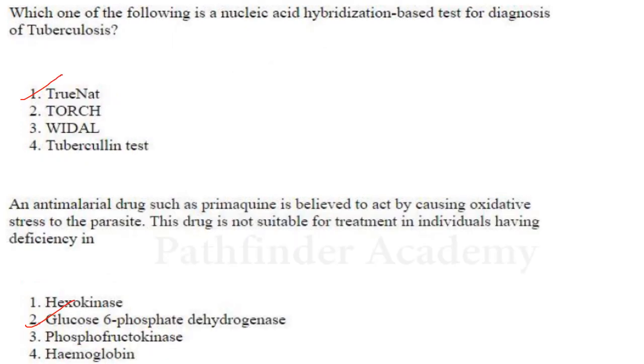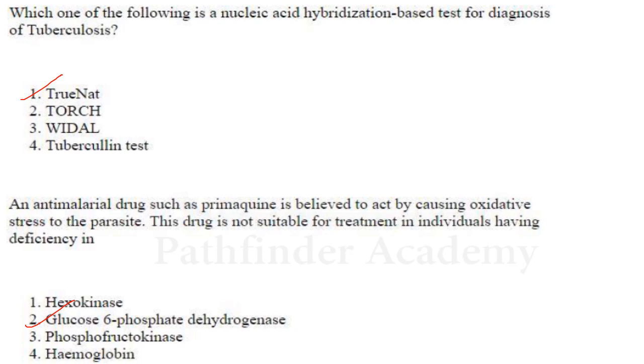Then next one. Which of the following is a nucleic acid hybridization based test for diagnosis of tuberculosis? So it is TrueNAT. First option itself is correct. The TrueNAT test is a chip-based real-time PCR test for semi-quantitative detection and diagnosis of Mycobacterium tuberculosis obtained from the sputum samples of humans. That is the TrueNAT test.